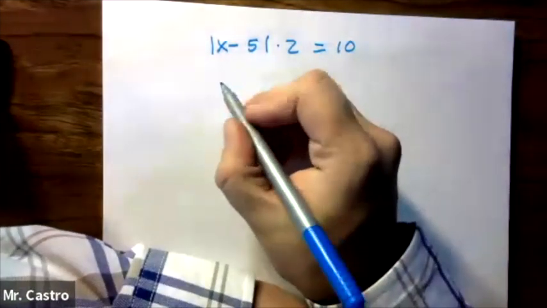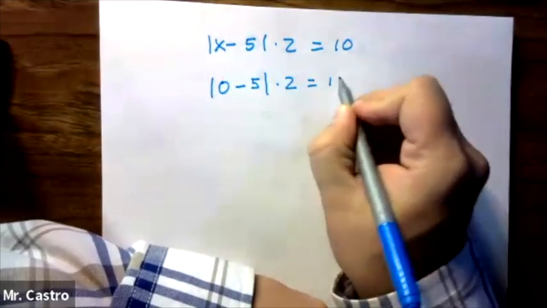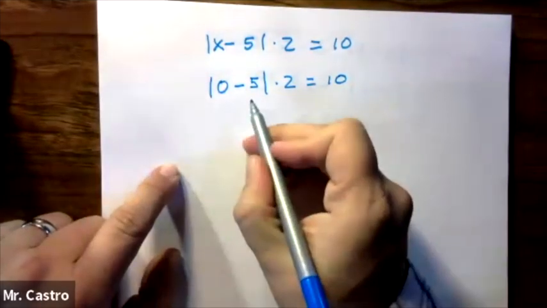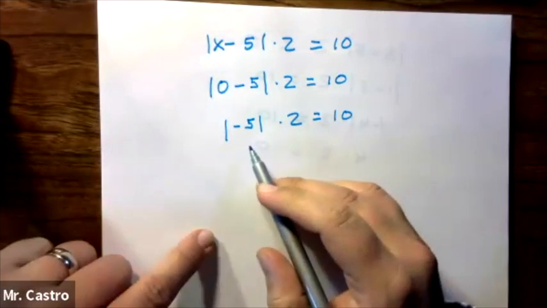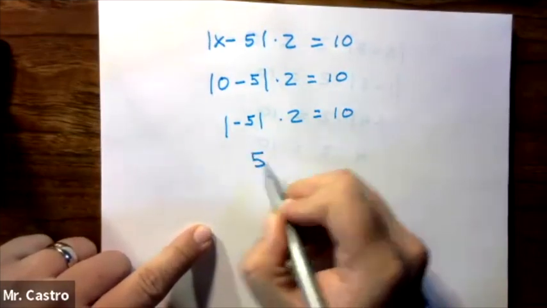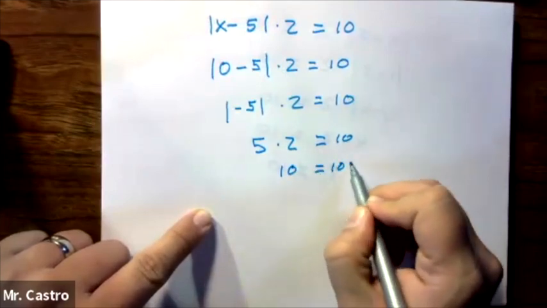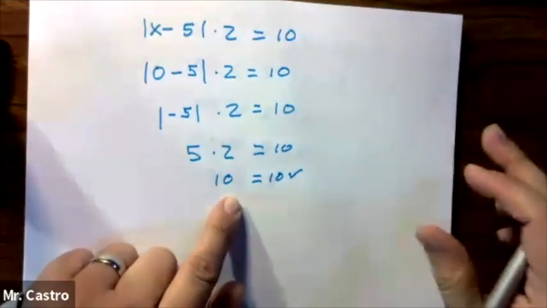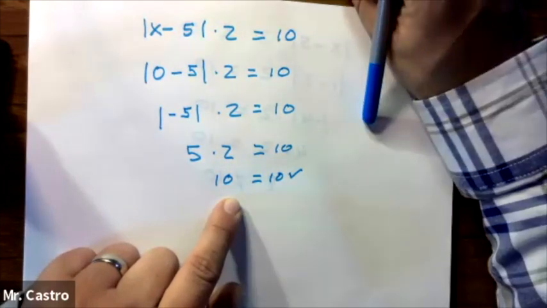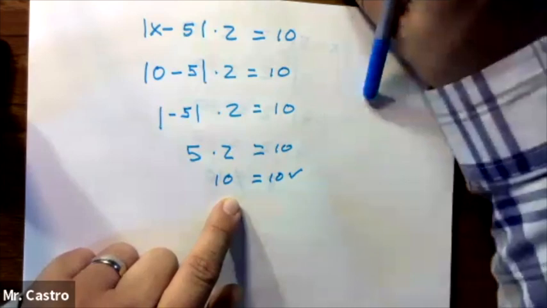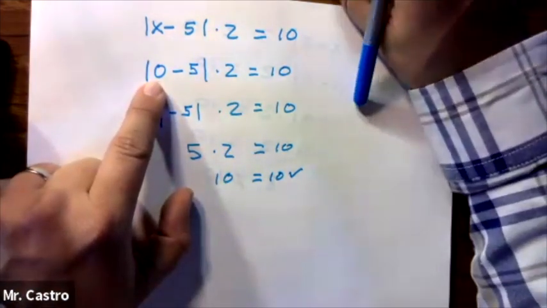Someone else said 0 and 10. Okay, so let's try 0. 0 minus 5, times 2. Does that equal 10? 0 minus 5 is negative 5. The absolute value of negative 5 is 5. 5 times 2 is 10. 10 is equal to 10. Good job. That person said 0 and 10. All right, 0 and 10.